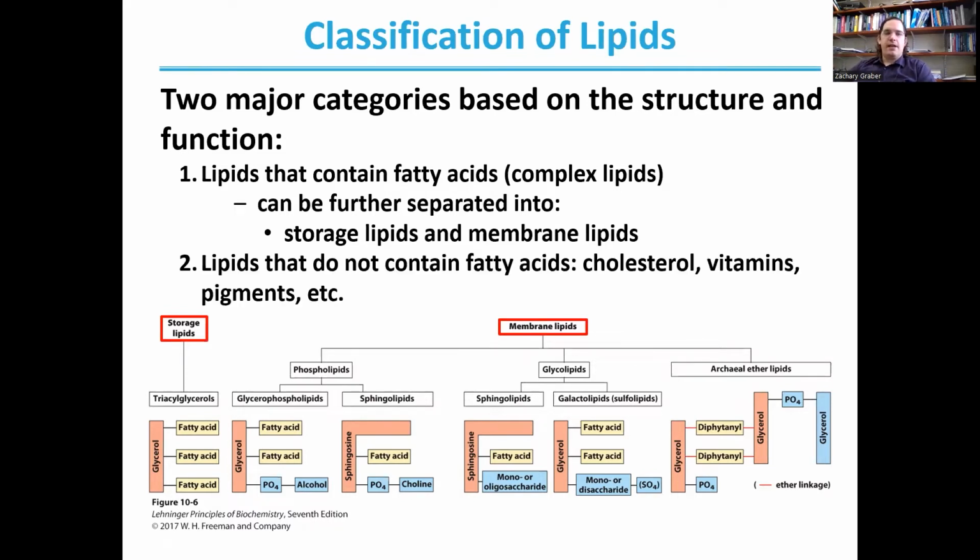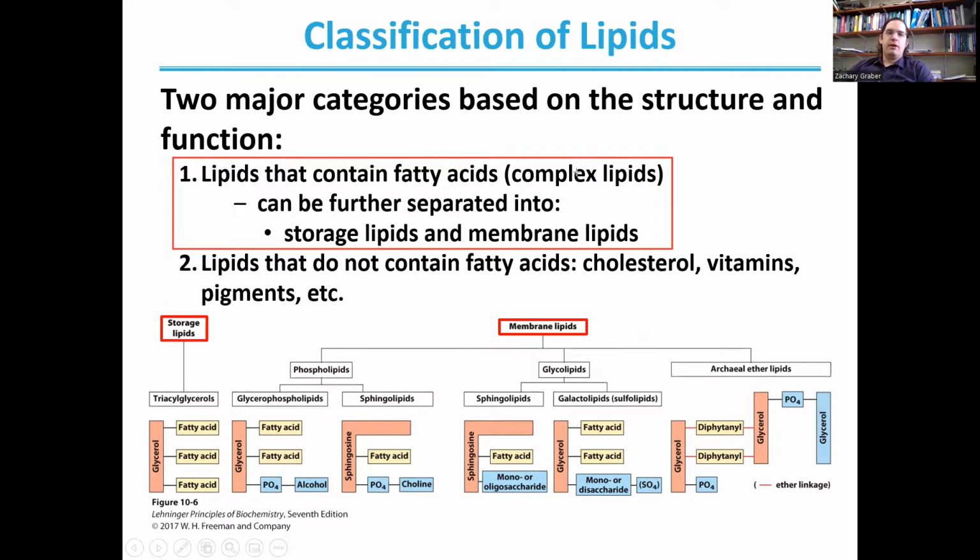And then we have a second main category, that is lipids that do not contain fatty acids. So of course, as you can tell, this is a very broad category that would include a variety of different lipids, from sterols with large ring structures to various vitamins and pigments that will have longer carbon chain structures that are not our fatty acid structure. We're going to start by focusing on this first class of lipids, our complex lipids.